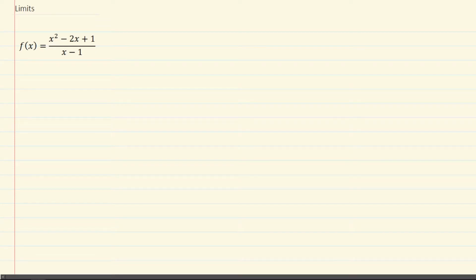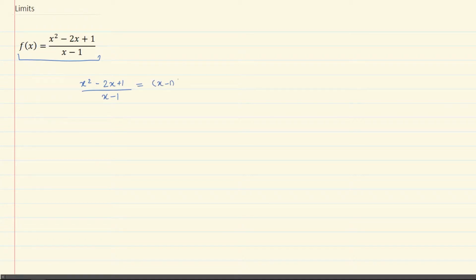Hello everyone, today I'm going to be going over the concept of limits. Let's get started by considering this function f of x we have over here. Now, we may think that we may be able to simplify this expression as follows.